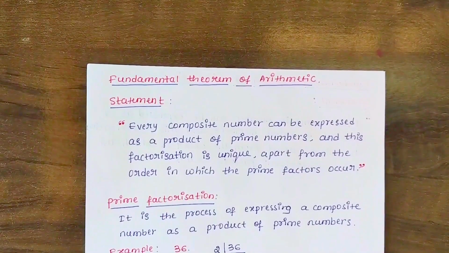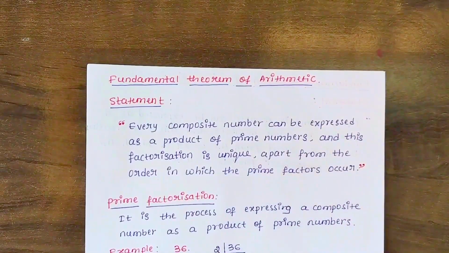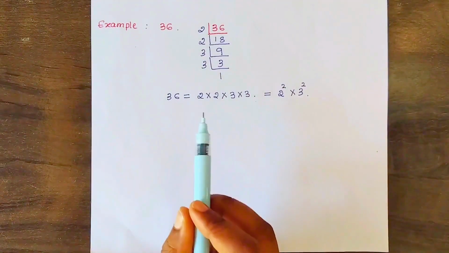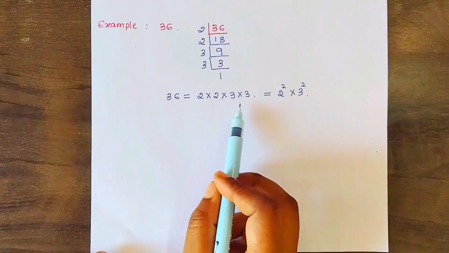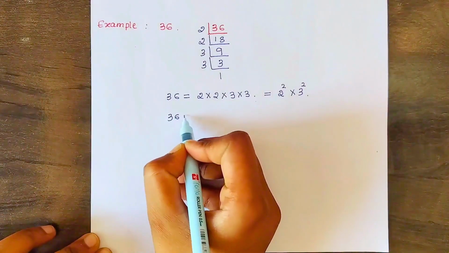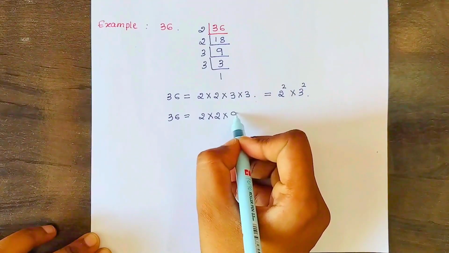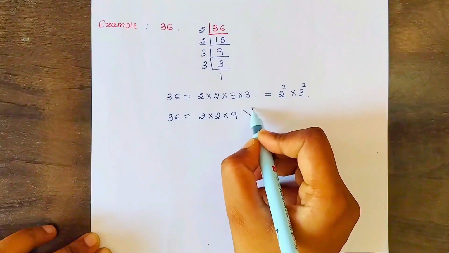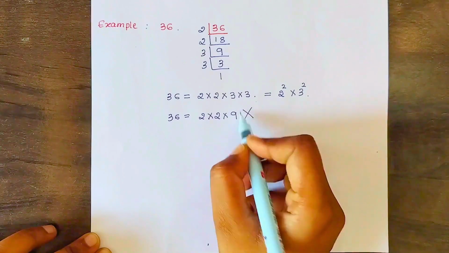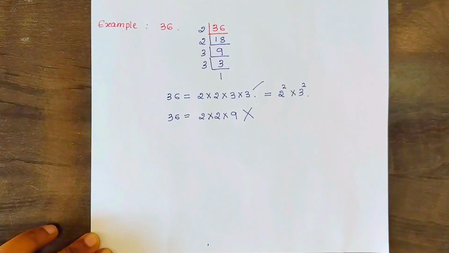Now just concentrate on the word unique. Why does unique matter? Because you can write 36 as a product of only these prime factors, which is unique. You cannot write 36 as 2 into 2 into 9. Why? Because 9 is not a prime number, isn't it? 9 is not a prime number. So therefore this factorization is unique.